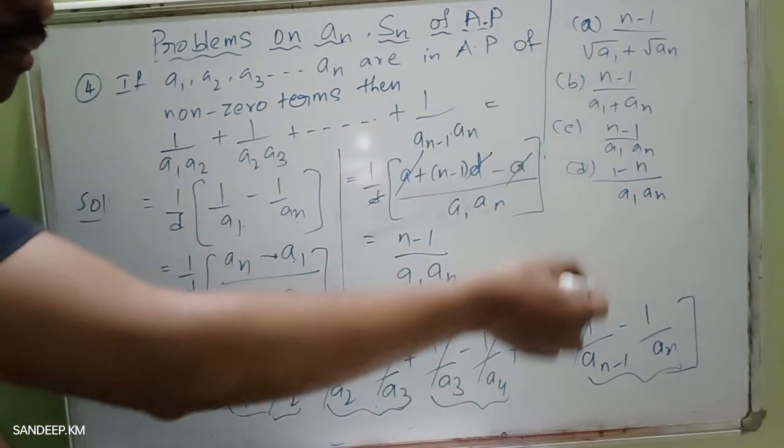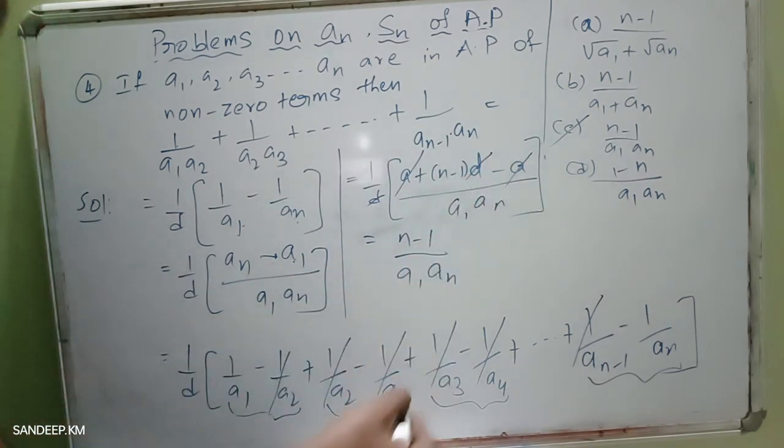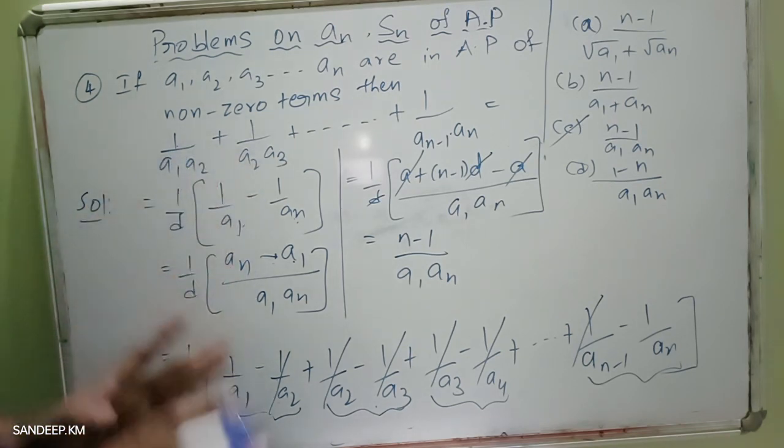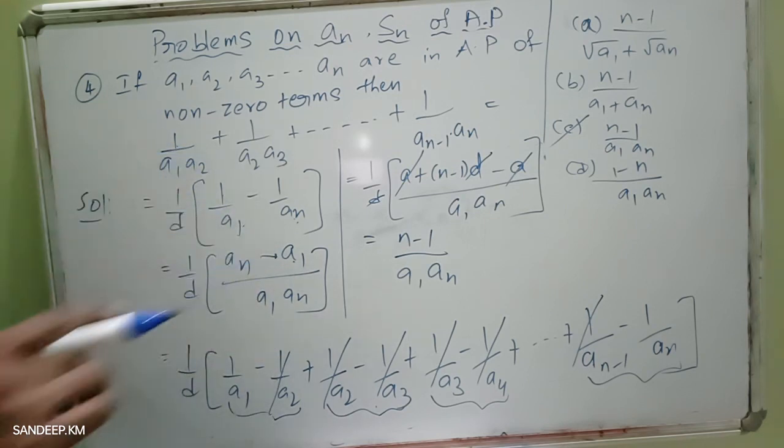N minus 1 by a1 into an. Please observe, it is option C. N minus 1 by a1 into an. Okay na? So I hope you understood this. We'll go for the next question. Next question is similar to this model, but observe carefully.